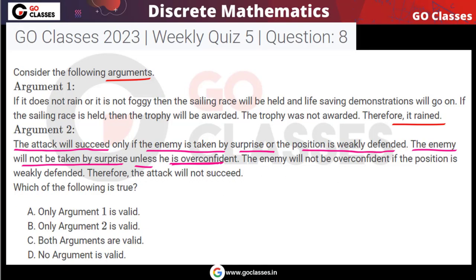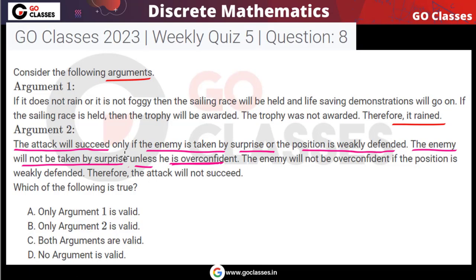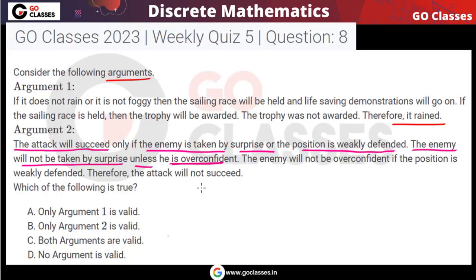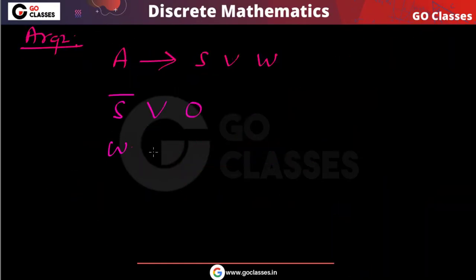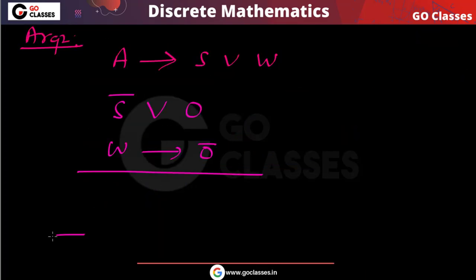So the enemy will not be taken by surprise, or unless he is overconfident. The enemy will not be overconfident if the position is weakly defended. If the position is weakly defended, the enemy will not be overconfident. Therefore, the attack will not succeed. So this is the argument form of the second argument.